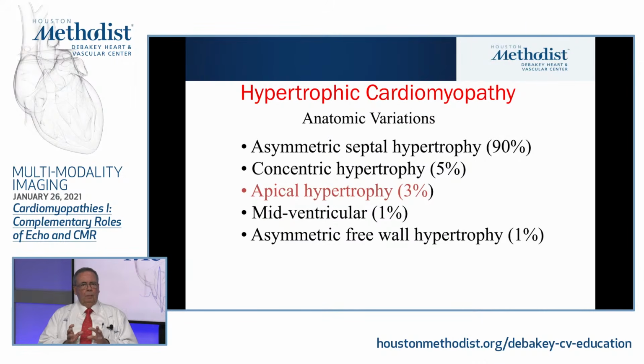Now, in terms of phenotypic expressions, asymmetric septal hypertrophy is the most common, 90%. Concentric is uncommon, but it's there, we can see it. And then one that we still see quite often, even though it says 3% on the slide, is apical hypertrophy. The last two are very, very rare.